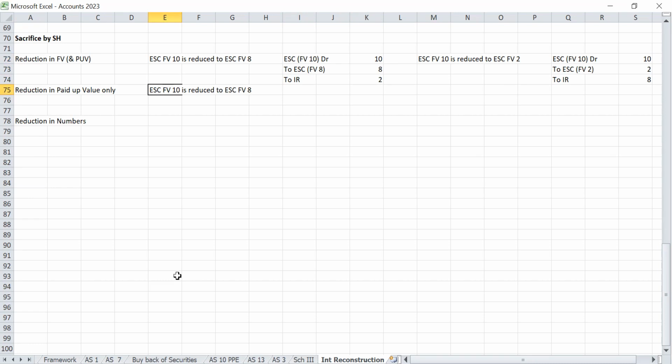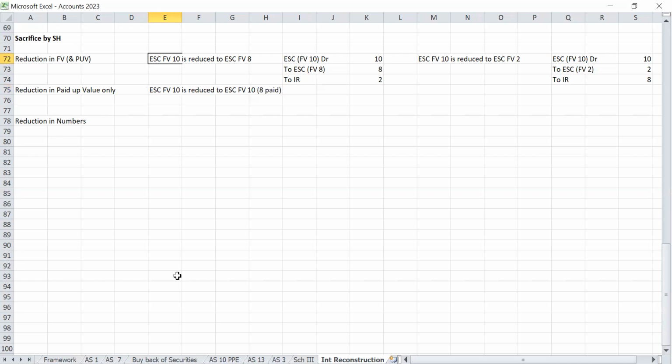Second, equity share capital face value 10 is reduced to equity share capital face value 10, but 8 paid up. Means what? Already the shareholder has paid 10, but now I am considering that 10 rupees paid up as 8 rupees paid up. Means what? In future, I will call 2 rupees. You have to pay 2 rupees again.